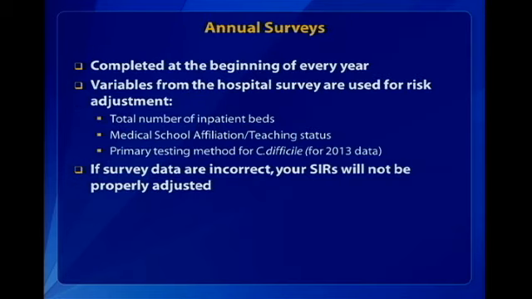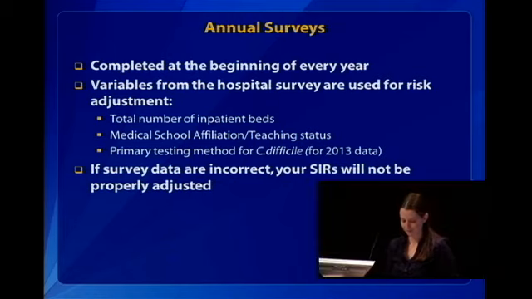So I will start with the annual surveys. These are completed at the beginning of every year and should be completed based on your hospital's data from the prior year. There are variables from this hospital survey that are used for your risk adjustment. So this includes the total number of inpatient beds, the medical school affiliation and teaching status, and the primary testing method used for C. difficile for 2013 data.